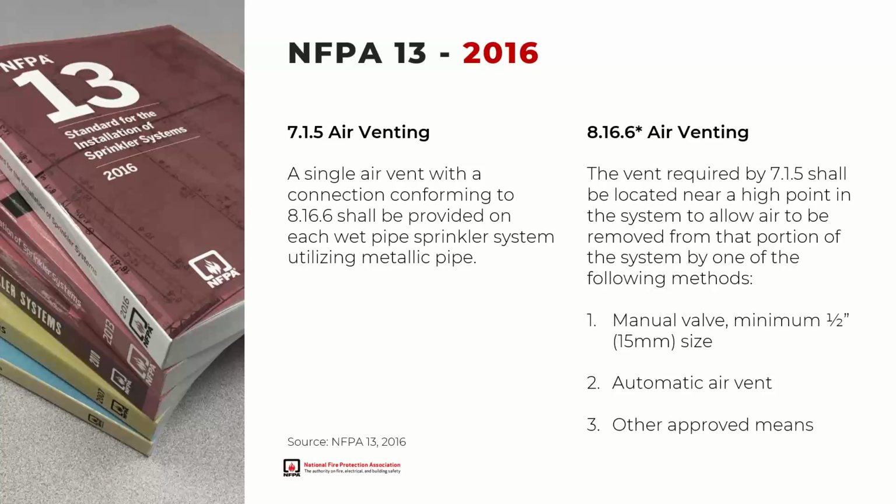And I'm not the kind of presenter who likes to give a specific reading of slides, so I'm going to paraphrase it. But the two takeaways from Chapter 7 and Chapter 8 in NFPA 13 are that all wet systems shall have a single air vent, and that single air vent per system shall be located near a high point, and that the air release mechanism can be one of a few different ways: a manual valve, an automatic air vent, which is far and away the most popular one, or other means. But the two most important things are you need to have one for each system, and it has to be located near a high point in the system.